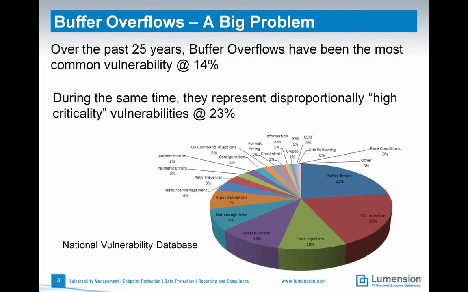Whatever we call them, buffer overflows are a big problem. Over the past 25 years, if we look at National Vulnerability Database data, buffer overflows have been the most common vulnerability at 14%. During the same time frame, they represent a disproportionate percentage of high criticality vulnerabilities at 23%.